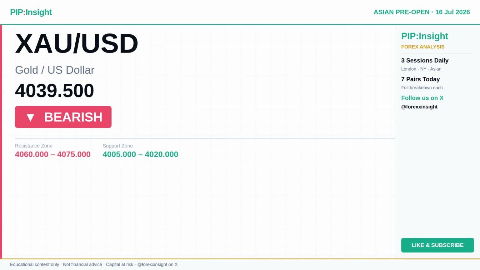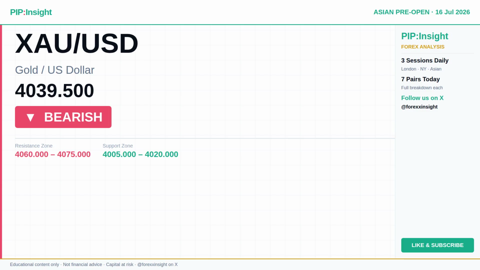The hourly picture reinforces that narrative, with Wednesday's spike up to 4,089 getting immediately faded and sellers pushing price steadily lower through the session. On the 15-minute, overnight price action has simply consolidated in a tight range between roughly 4,033 and 4,040. Stabilisation, not reversal.